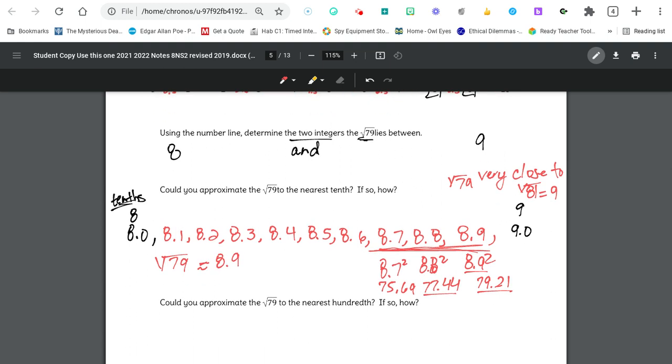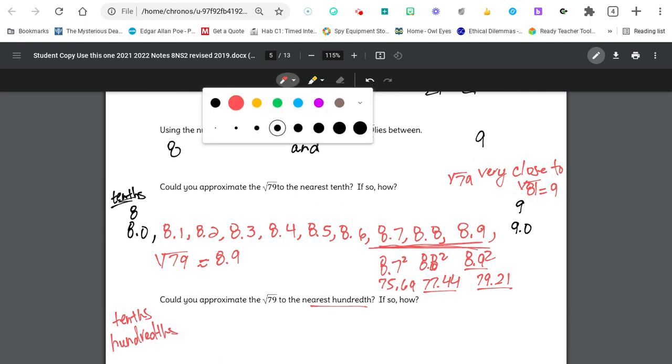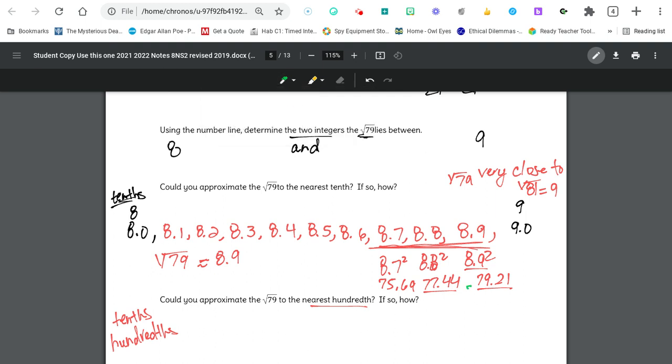But if I want a better approximation, I can round it to the nearest hundredth. So I'm going to let the tenths help me round it to the nearest hundredths. So I'm going to go back and look. I see that 79 falls between 77 and 4400s and 79 and 2100s. That tells me the square root of 79 lies between these two tenths.